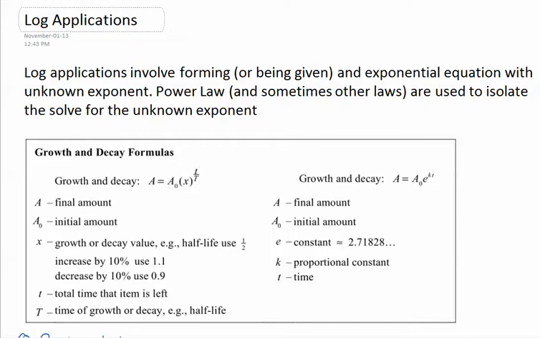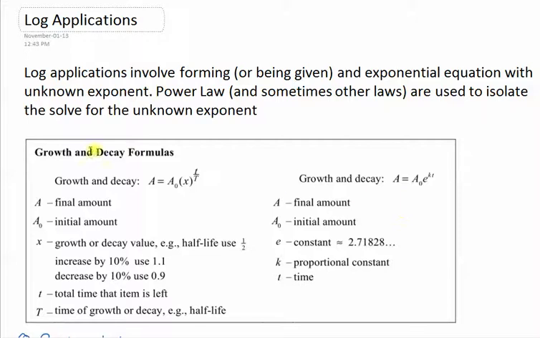In this lesson on logs, we're going to apply what we've learned from the log laws and exponent laws and relations of exponential functions and log functions to solve some problems. There's a variety of different problems that come up. Typically, there'll be an unknown exponent, and you'll use the power law, possibly some other log laws, to isolate and solve for that unknown exponent.